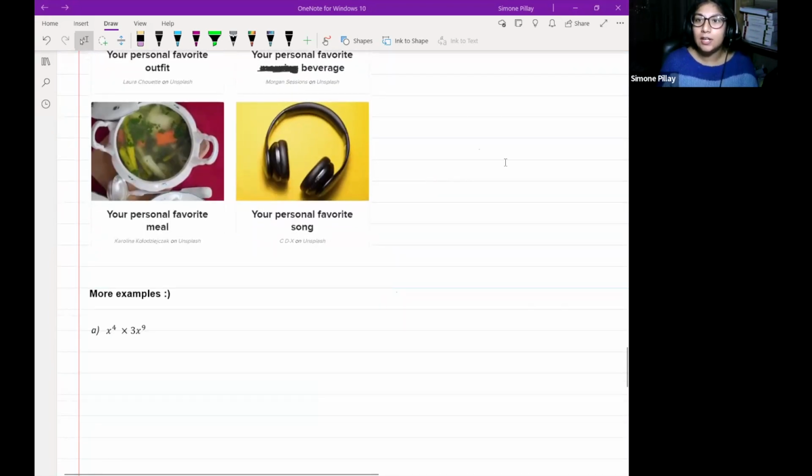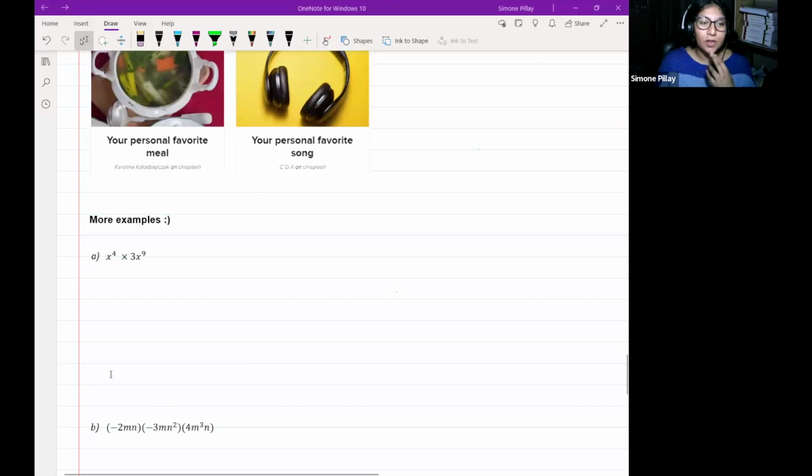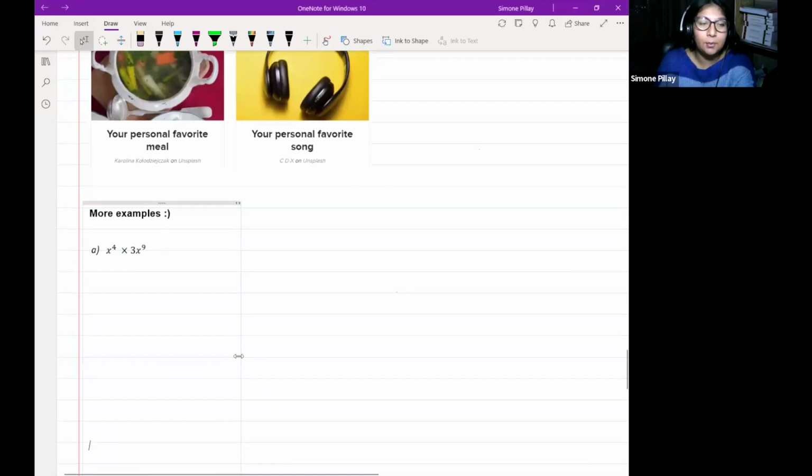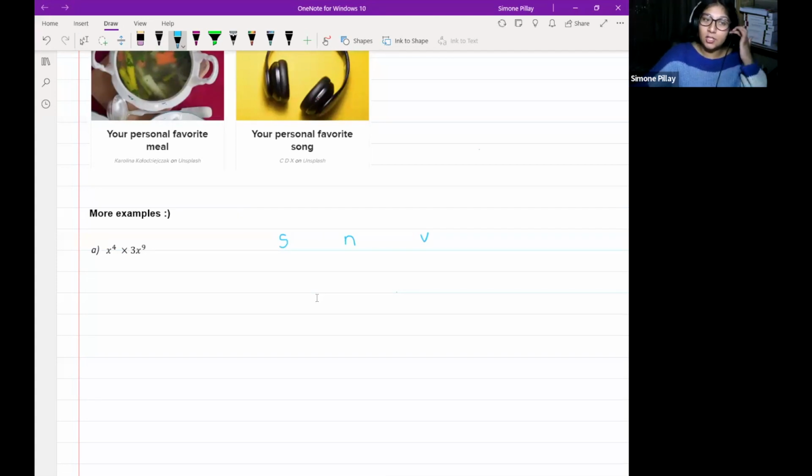Okay, I am going to lower hands super quick because we are starting with more examples. Again, when we look at this one, it's not too bad. Let's always remember I want to deal with my signs, then my numbers, then my variables. Firstly, am I doing multiplication? Yes. Do I have the same bases? Yes.